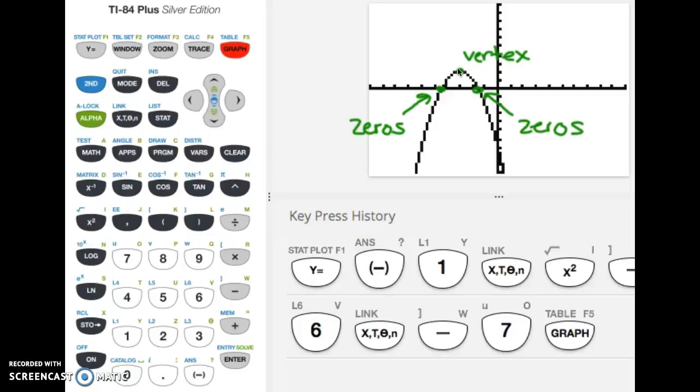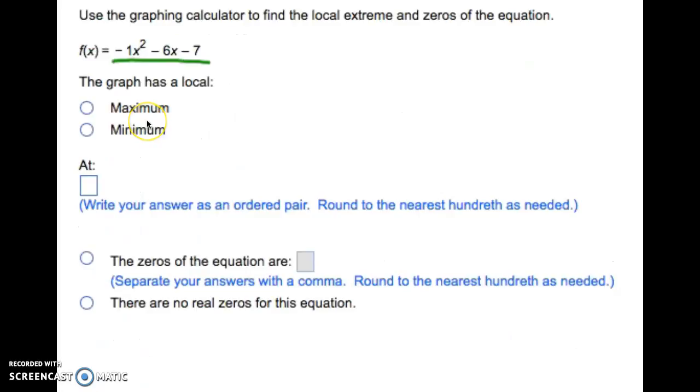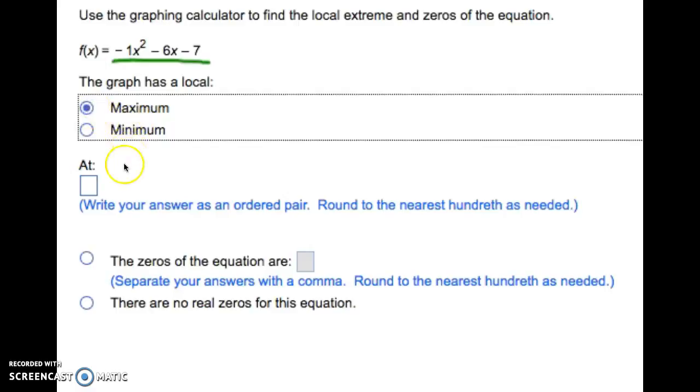The first thing that it asked me to do on Math Excel, though, is it asked me if it's a maximum or minimum. Since this opens down, okay, my vertex is the highest point on the graph, so this would be a maximum. So I'm going to go back into Math Excel, and I'm going to go ahead and mark maximum. Like I said, I'm going to go ahead and click on maximum. Okay, so I did that.